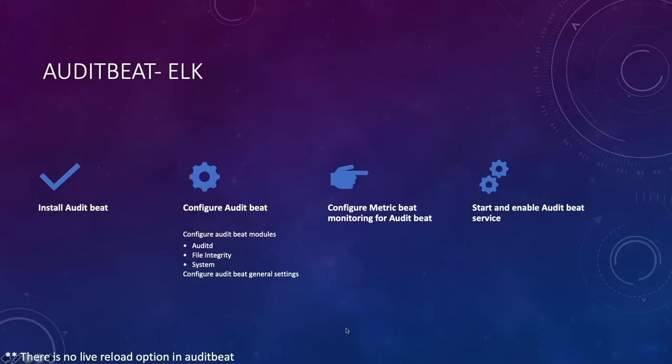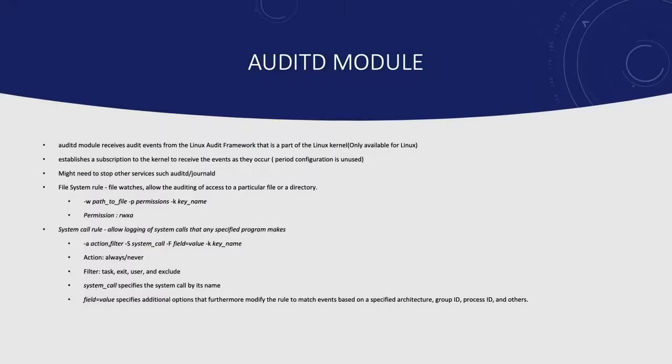Now, one thing to note is that there is no live reload option in Auditbeat. Before we move to the lab system, let's have a look at each of these modules individually. First, let's look at the Auditd module. The Auditd module receives audit events from the Linux audit framework, which is part of the Linux kernel. What it does is it establishes a subscription to the kernel to receive audit events as they occur.